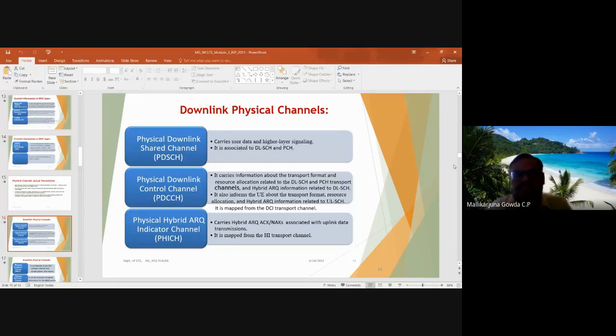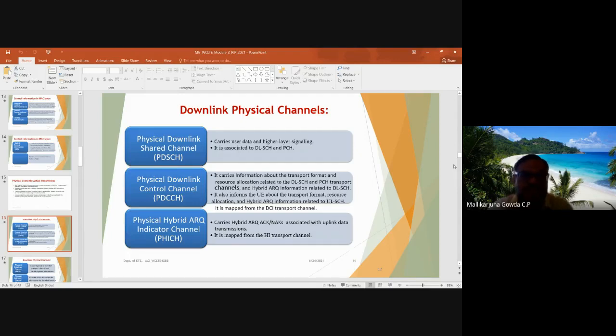So this is a very important channel, what I feel. So it informs, what I said, the user equipment about the transport format, resource allocation, and hybrid ARQ information related to uplink shared channels. And this channel is mapped from the DCI transport channel. So this is all about the physical downlink control channel.